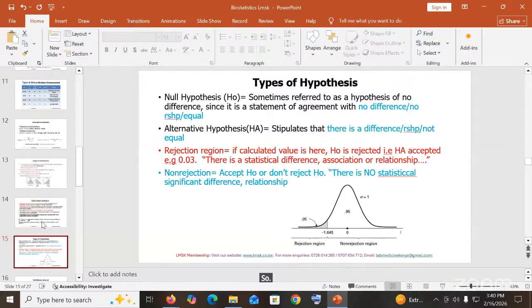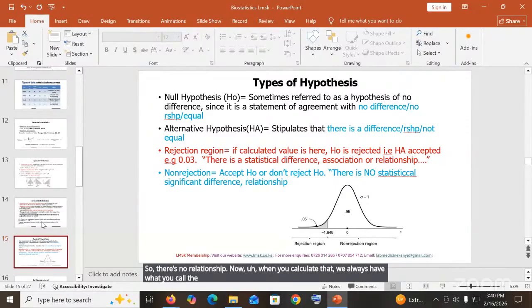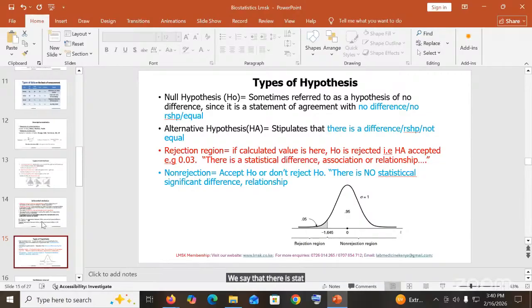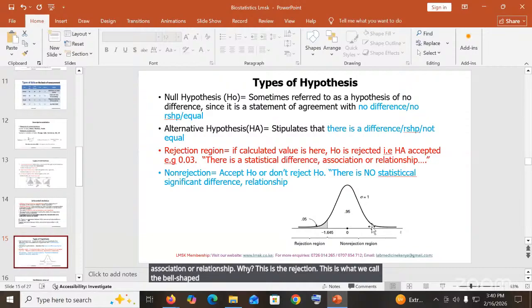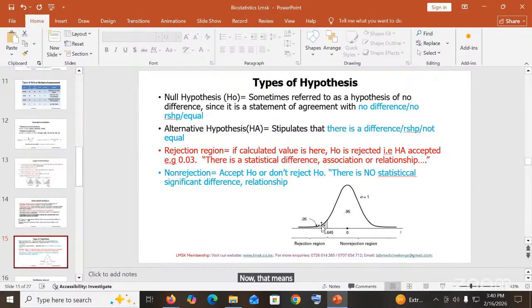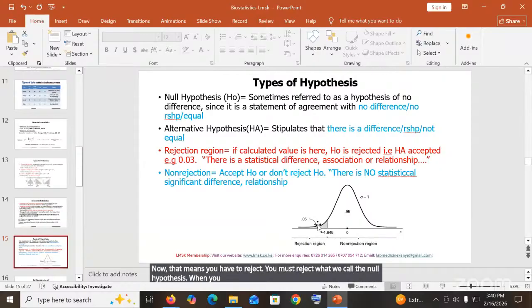So there's no relationship. Now, when you calculate that, we always have what we call the p-value. Once you get a p-value, for example 0.03, we say that there is a statistical difference, or a statistical association or relationship. This is the rejection. This is for bell-shaped, uniform data. You calculate and come up with a p-value that is less than 0.05. That means you must reject the null hypothesis. When you reject the null hypothesis, it means you accept the alternative hypothesis.